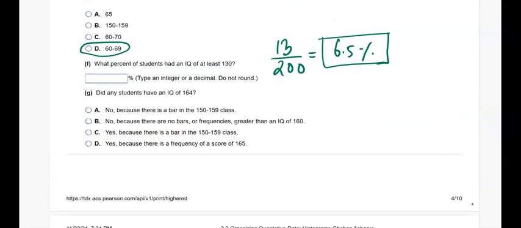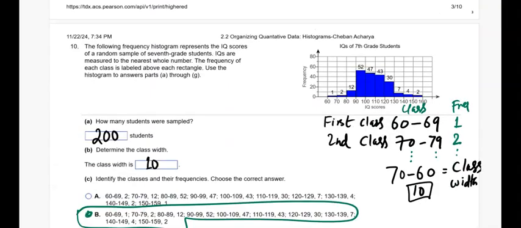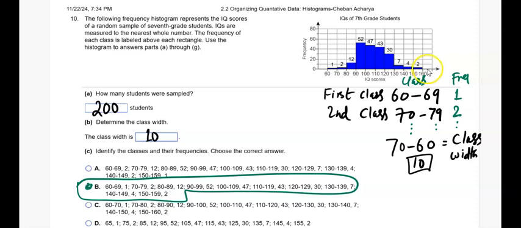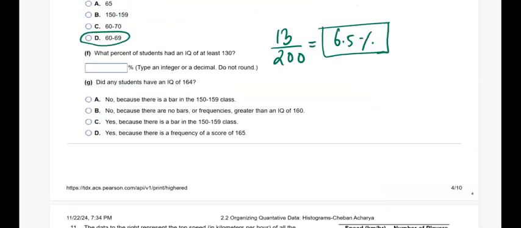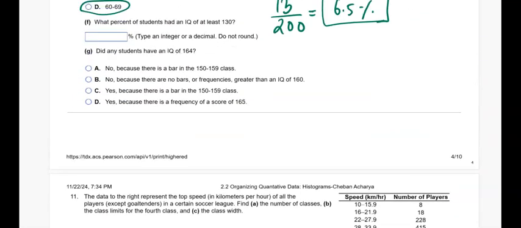So the next part, the last one here, G, did any students have an IQ score of 164? Let's see, 164. There is no bar after 160. It looks like nobody scored 160 or higher. So the answer is no, because there is no bar or frequency greater than 160. That's the answer.